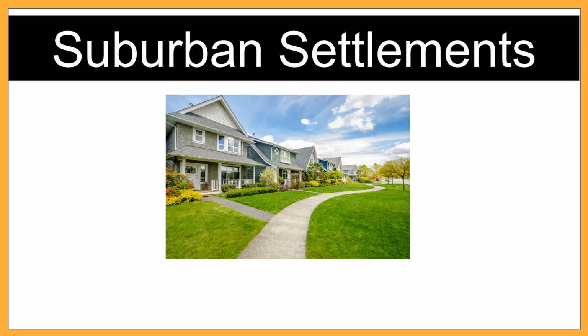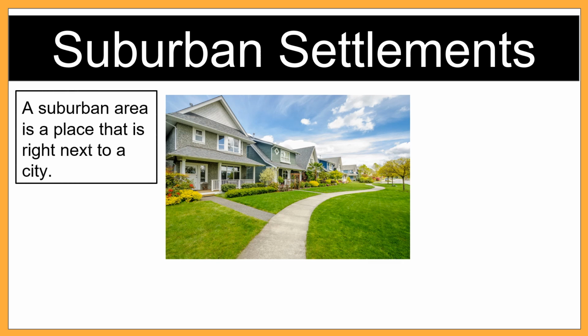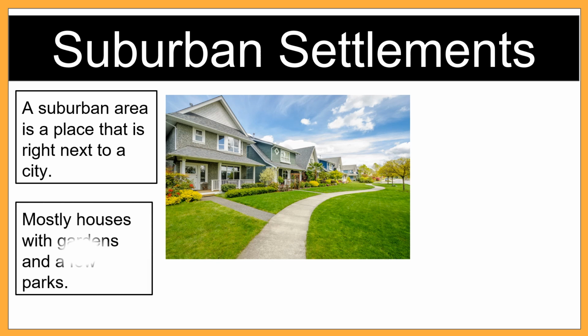The third one, we get suburban settlements. So these are places where it's really close to the city. People live in these areas, and it's mostly houses with gardens, and there are a few parks and maybe even a few shops as well.